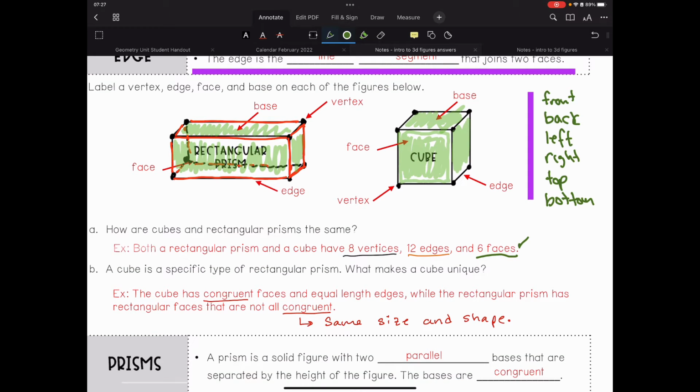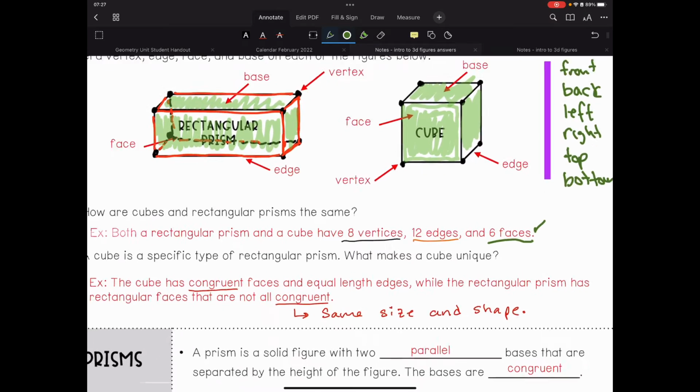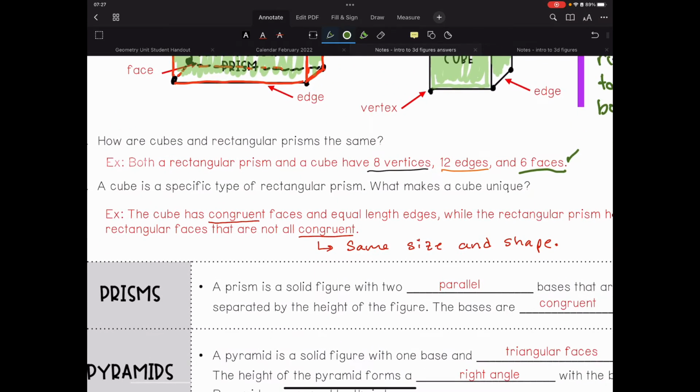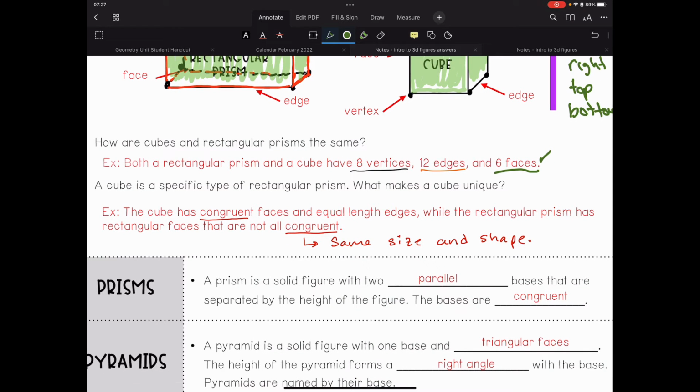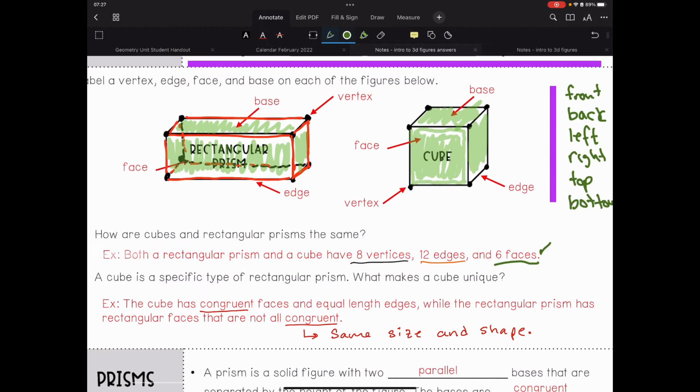A cube is a specific type of rectangular prism. What makes a cube unique? Well, cubes are unique because they have congruent faces. And that word congruent means same size and shape. And they also have equal length edges. Rectangular prisms, on the other hand, have rectangular faces that are not all congruent. So not all of the faces for a rectangular prism are the same size and shape.